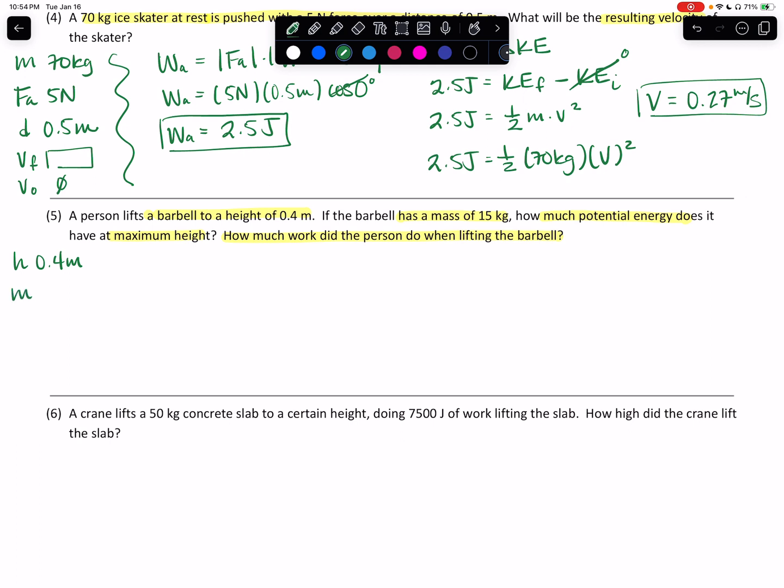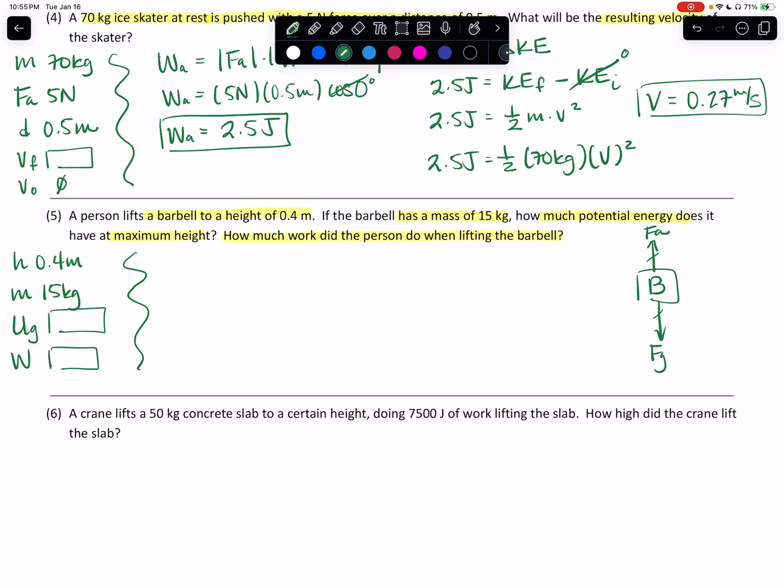All right, we have a mass of 15 kilograms, and we're asked to find the potential energy and then the work. So those are two unknowns. Now let's think about the barbell. Here's my barbell, and I am lifting it. Here's my applied force, but I am lifting against gravity. That means this applied force has got to be equal and opposite to my gravitational force. I know that because I'm holding it there. So that was the force I needed to get it up there.